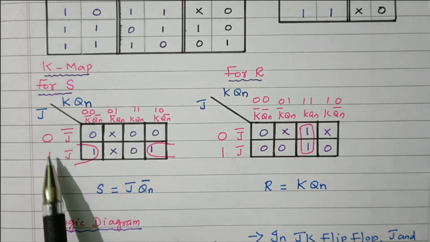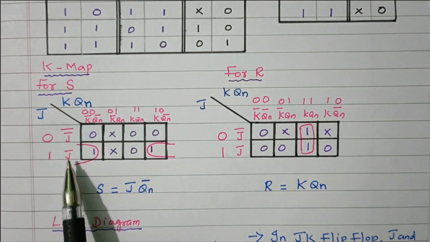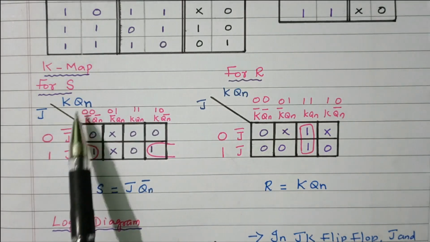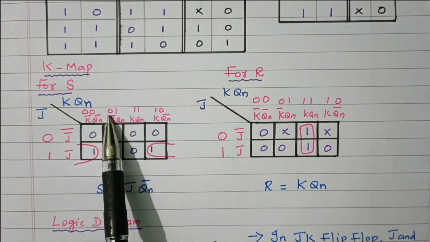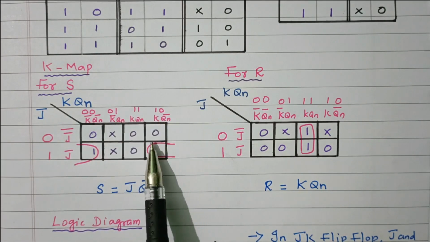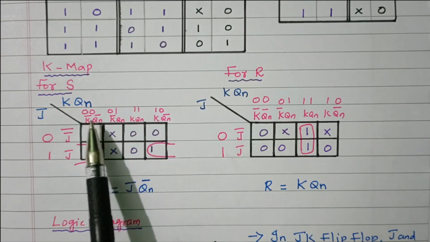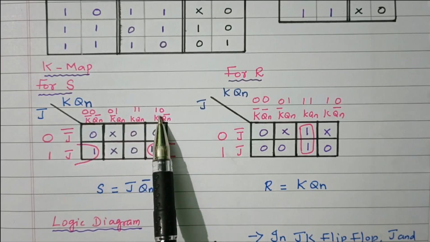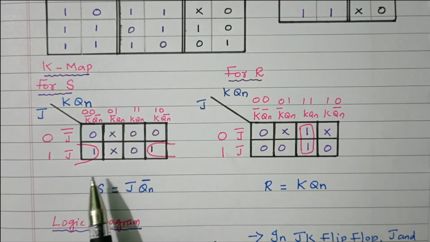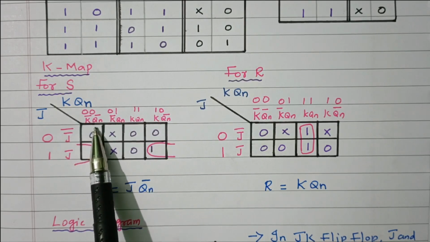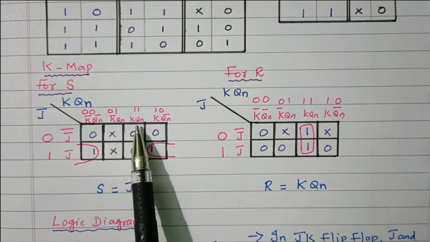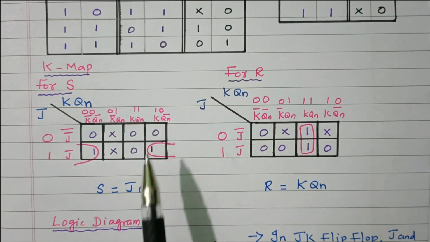J is one variable with two possibilities, 0 and 1. That means J bar and J. K, Qn have four possibilities: 0,0, 0,1, 1,0, 1,1. We know there is an interchange between the third and fourth columns. 0,0, 0,1, 1,0 are available in the fourth column, and 1,1 is available in the third column. So K bar Qn bar, K bar Qn, K Qn, K Qn bar.